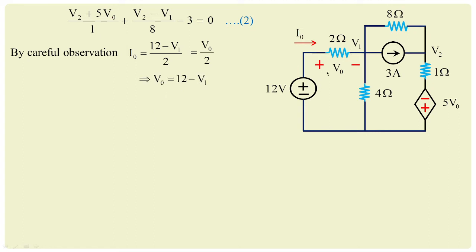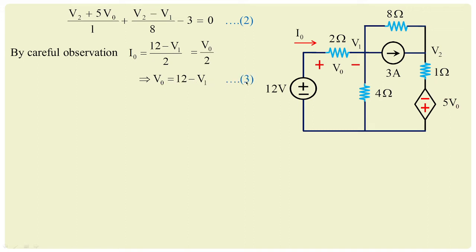I hope you understood this approach. You have I0 equal to (12 minus V1) by 2, and 12 minus V1 is nothing but V0. If you select the direction of current opposite to this arrow, then it will be (V1 minus 12) by 2. Therefore, V0 will be equivalent to minus of (12 minus V1). So you can go with this approach also, or the approach which we have already suggested over here. I think this will give you the correct analysis. So V0 will be equivalent to 12 minus V1.